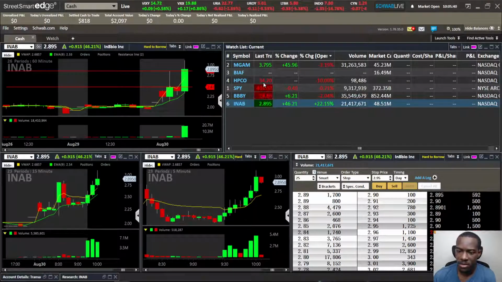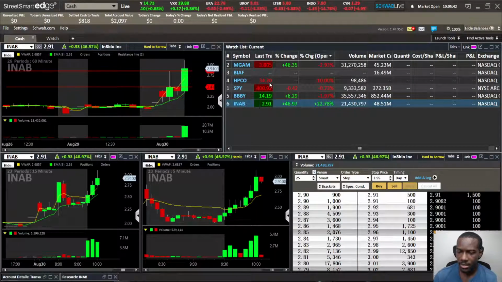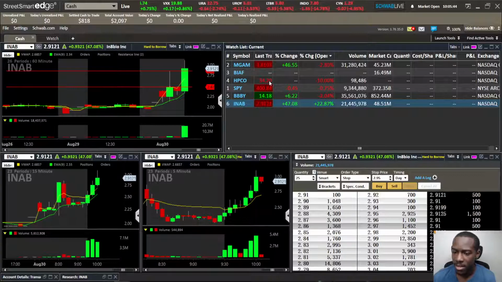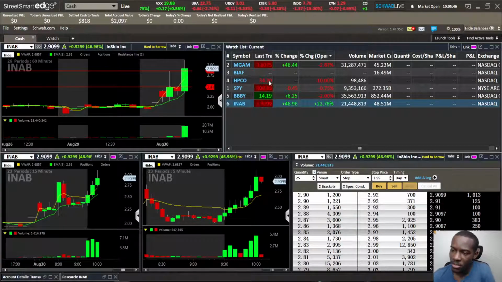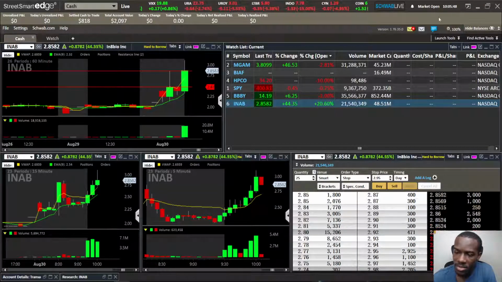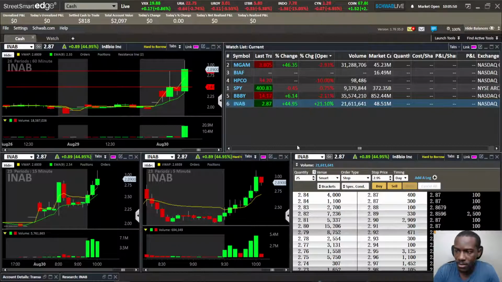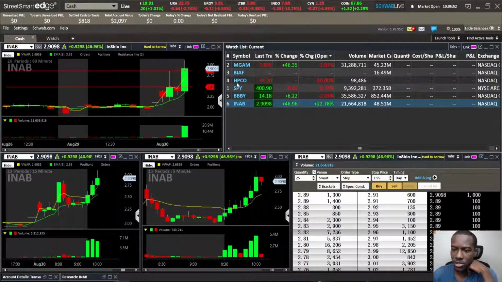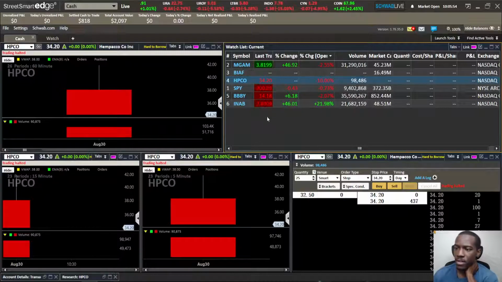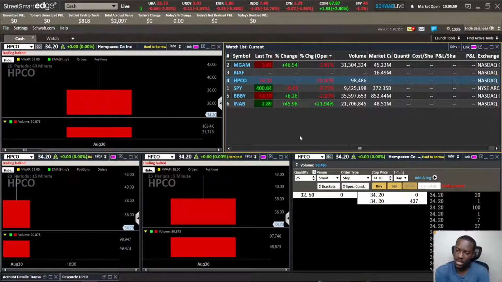And we're going to jump over to HPCO here in a minute to see how it comes out of this halt. If it's a 5-minute halt, it should be opening up at 10:06:05. So let's jump over there real quick. 10:06:05 coming up on HPCO. Just watching the craziness today.